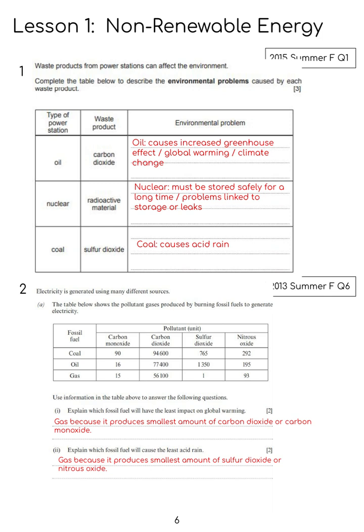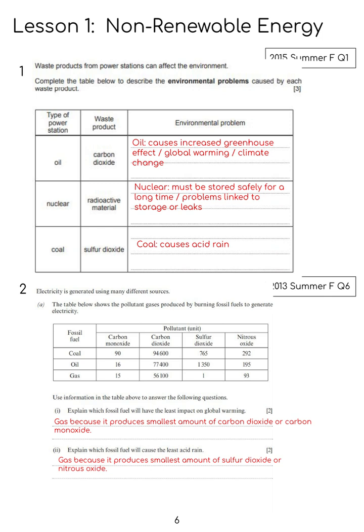For nuclear, you need to talk about the storage of the radioactive material, so it has to be stored safely for a very long time, or you could mention specific problems linked to storage or leaks. And then coal causes sulfur dioxide, and this sulfur dioxide causes acid rain. 1 mark for each.